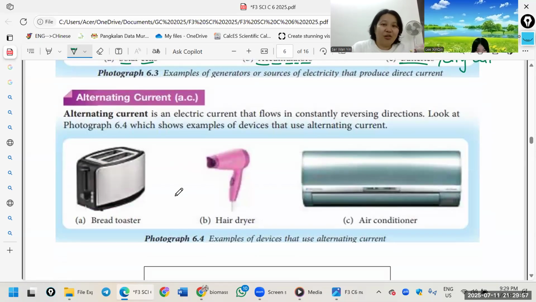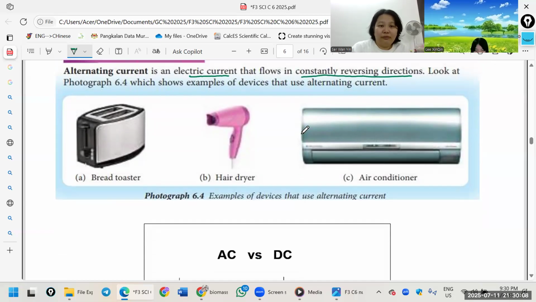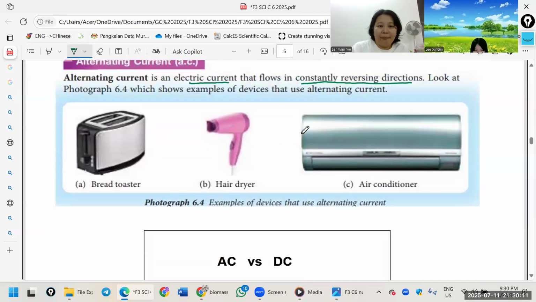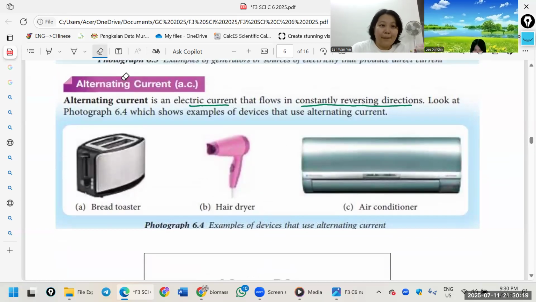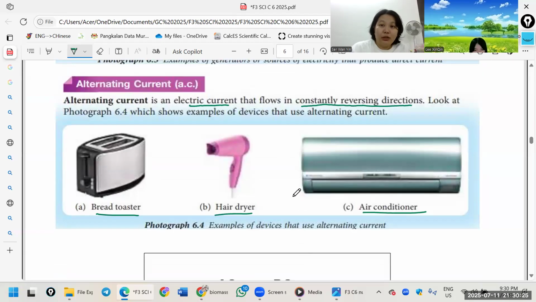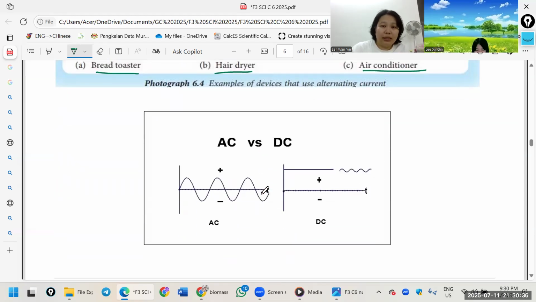Then AC, not aircon. It's alternating current. Alternating current is an electrical current that flows in constantly reversing direction. So look at this photograph. AC means the current flows up and down, up and down. So this is the toaster, hair dryer, aircon. Do you notice all of these are electrical appliances in the home? So AC flows like this.